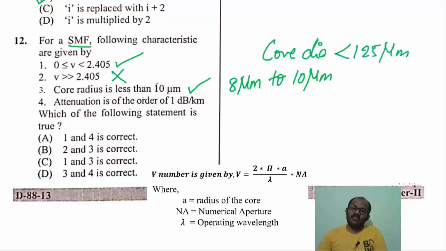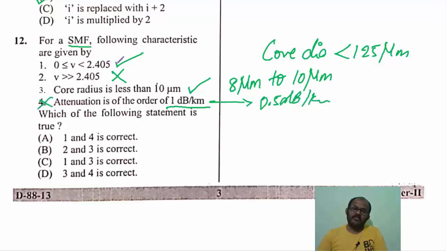So fourth statement they have given is attenuation is of the order of 1 dB per kilometer. Attenuation is 0.5 dB per kilometer. So fourth statement is a wrong statement. So statement 1 and statement 3 are correct, nothing but option C is going to follow.